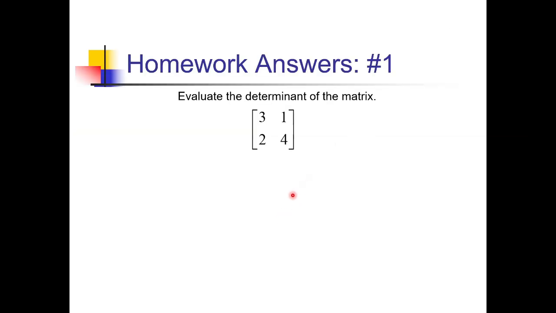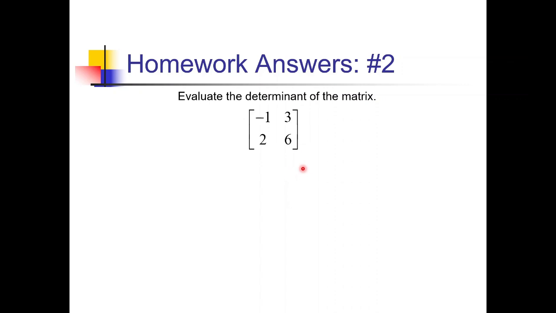To find the determinant of this 2 by 2 matrix, we just need to multiply the diagonals together and take the difference. So we have to do the top down first. So we've got 3 times 4, and then we'll be doing minus 2 times 1. So that's going to be 12 minus 2, or 10.